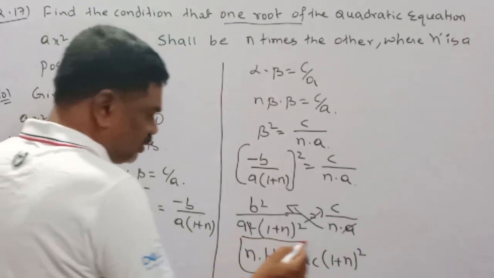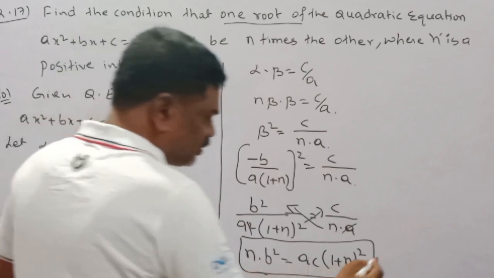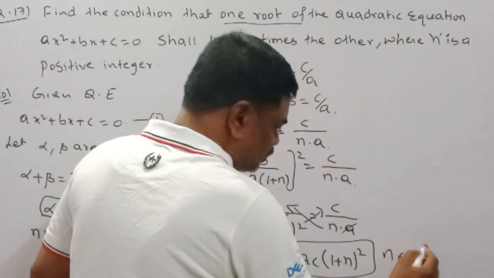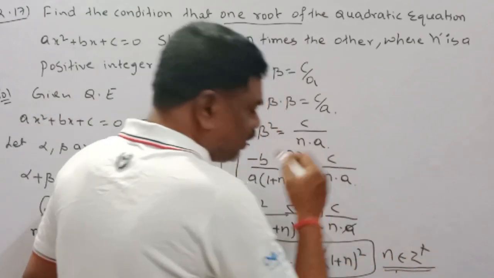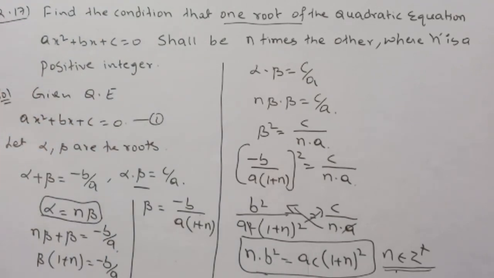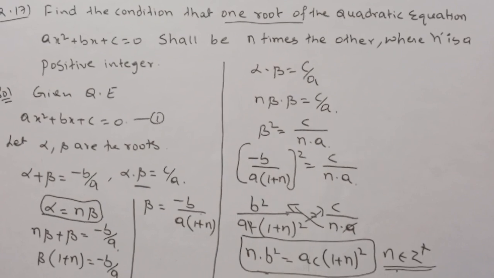This is the condition where n belongs to z plus, positive integers. Okay, all of you. That is the required condition. n b square is equal to ac into 1 plus n whole square is the required condition.